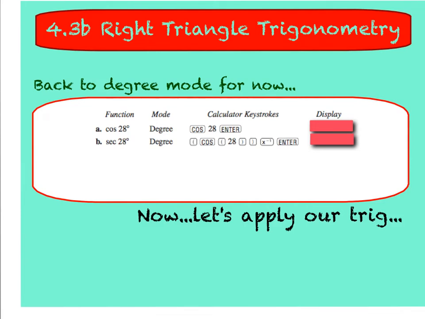All right, 4.3b, right triangle trig. Go back to degree mode. Let's input some things. So, cosine of 28 degrees. Now, the main giveaway on if you're in degree mode or radian mode is if it has a degree symbol, it's in degree mode. If it doesn't have a degree symbol, you're not in degree mode. All right. So, 28 degrees of cosine, we should get that.